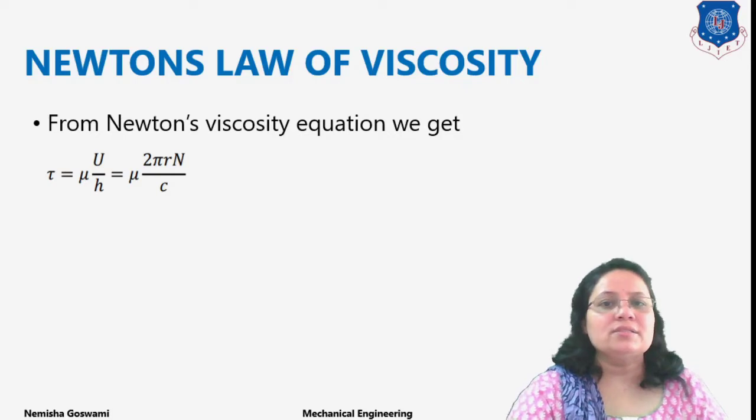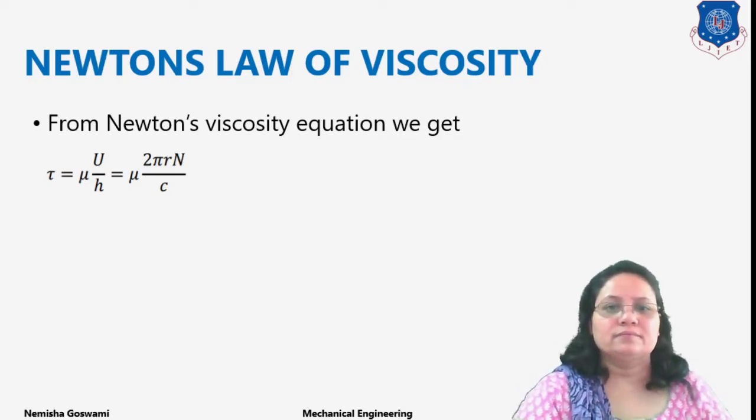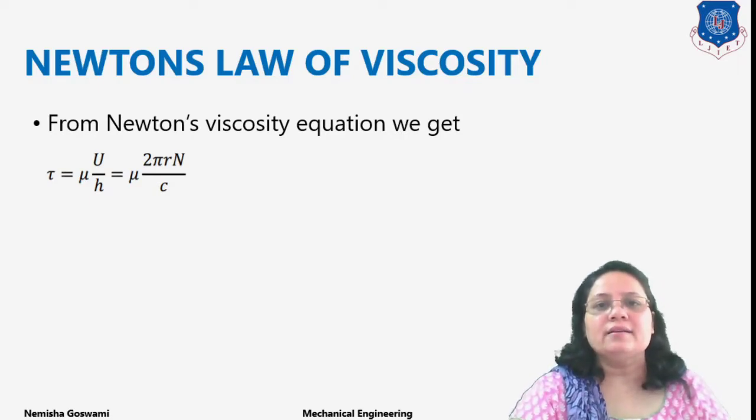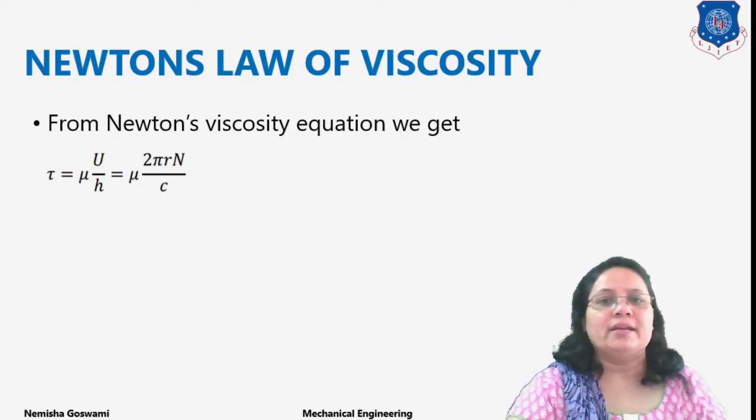So what is U? Velocity. When we put in the value of velocity, the velocity is equal to 2 pi r n, and here h is the thickness, so h is equal to C. This will be pi d n actually, so in place of d we put 2r. So this equation becomes 2 pi r n divided by C.